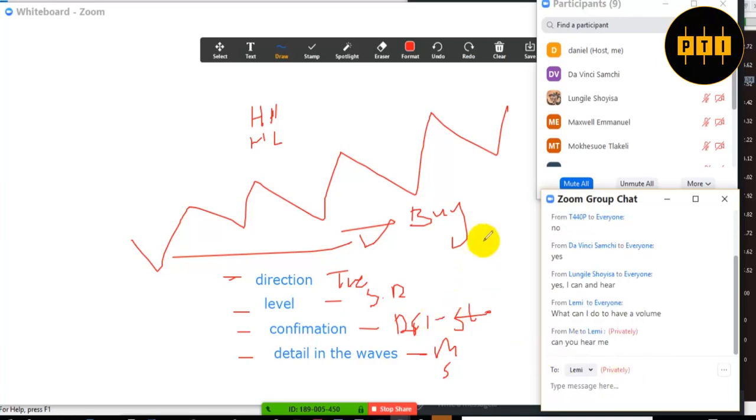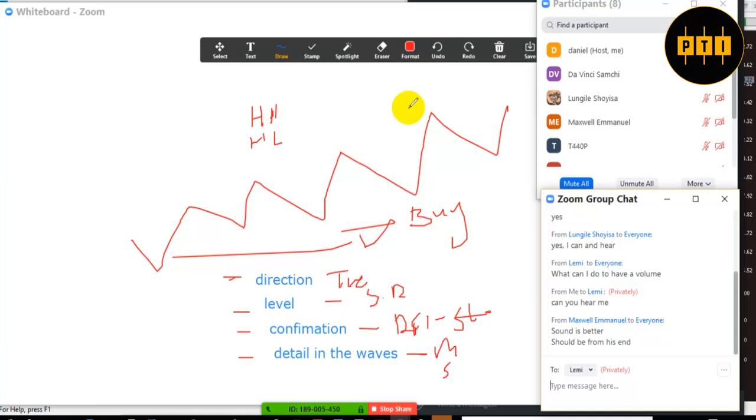So a healthy trend is a trend that is formed of higher highs and higher lows. So that's basically a healthy uptrend. Once this is violated, it is no longer a healthy trend.